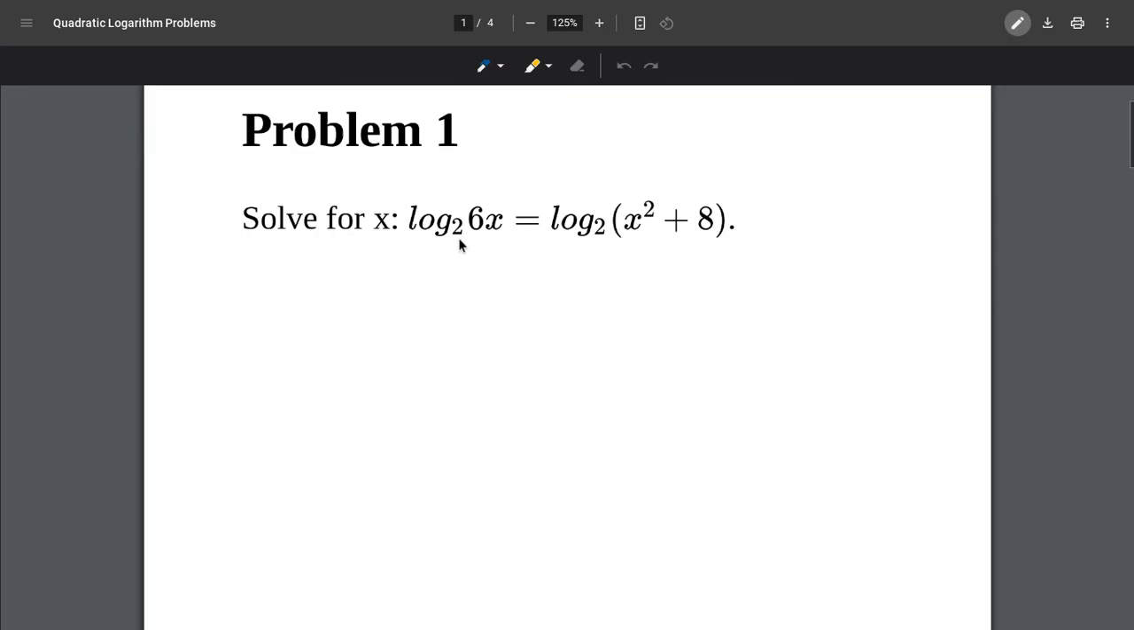We've got log base 2 of 6x equals log base 2 of x squared plus 8. Since we have a log with the same base, we can just rewrite this as 6x equals x squared plus 8. But again, we're going to have to check our solution at the end.